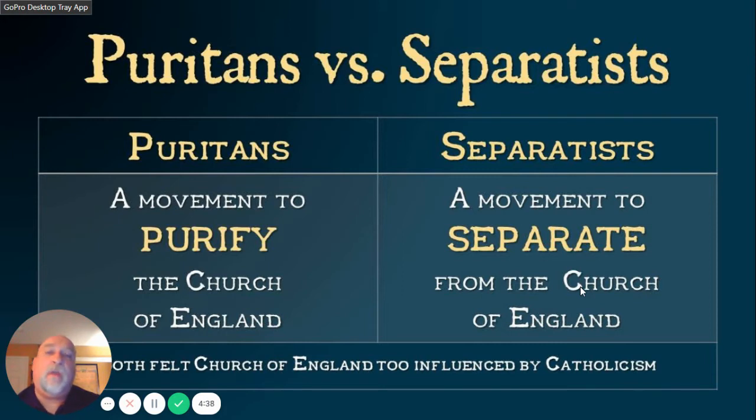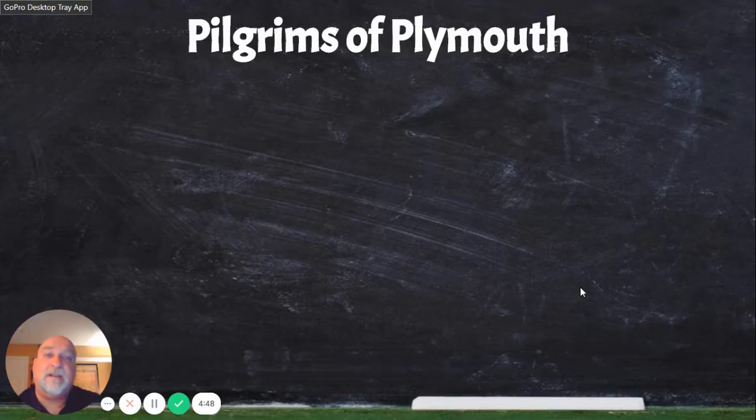So they both are coming for religious reasons, but for a little bit different religious reason. So first, we're going to look at a separatist group known as the Pilgrims, and they're going to settle in what is now Plymouth, Massachusetts.